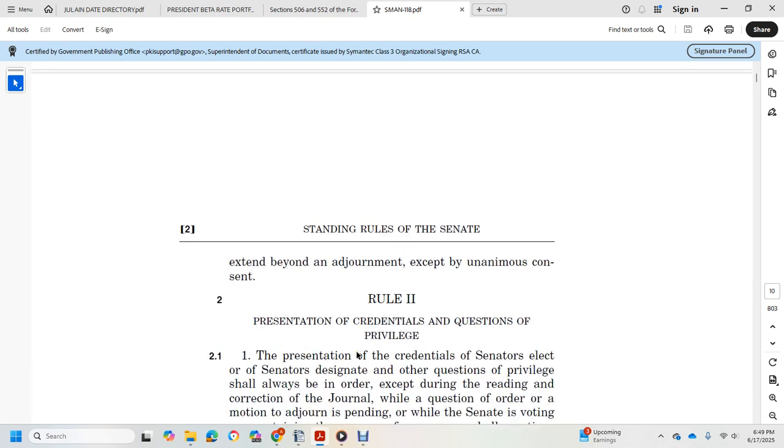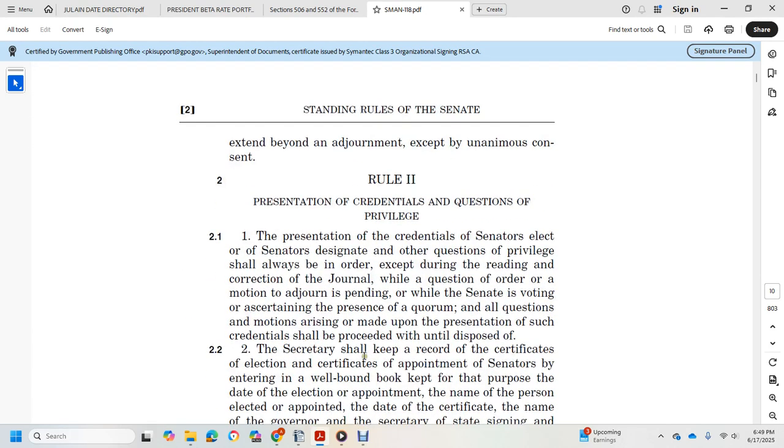Rule 2. Presentation of credentials and questions of privilege. Presentation of credentials of senators elected or senators designate. Other questions of privilege shall always be in order, except during the reading and correction of the journal, while a question of order or a motion to adjourn is pending, or while the Senate is voting or ascertaining the presence of a quorum, and all questions and motions arising or made upon the presentation of such credentials shall proceed and wait until disposed of.